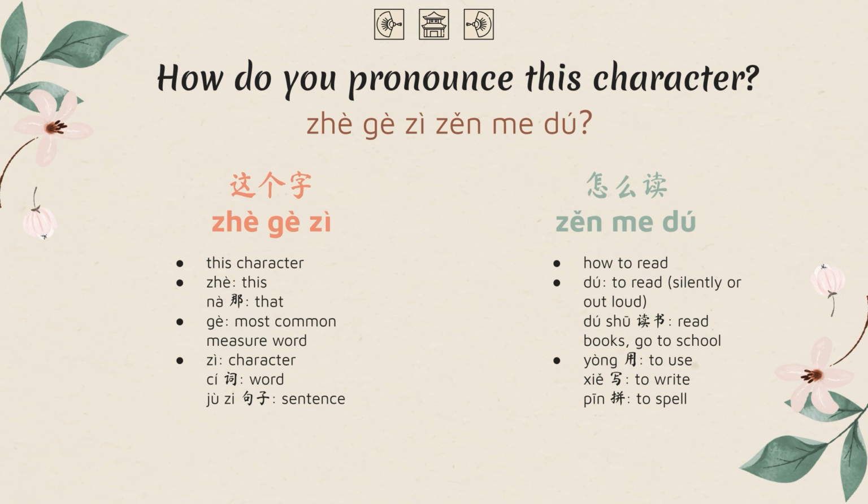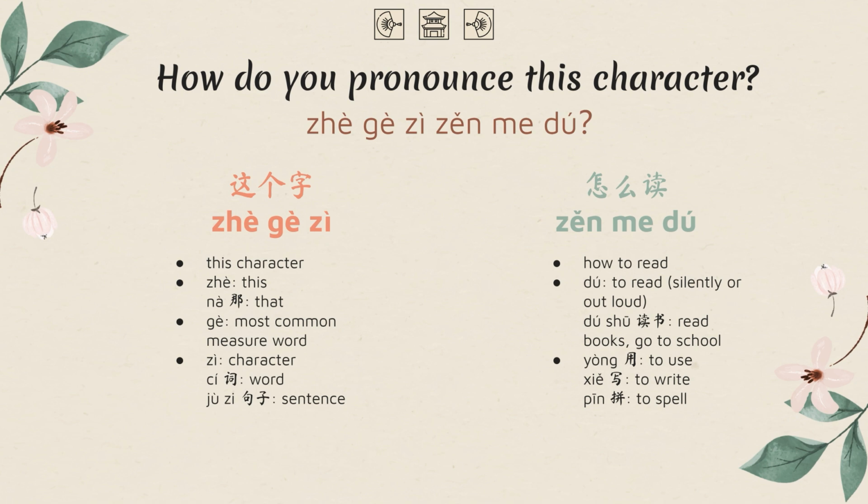And here are some other verbs that you can use with 怎么 when we're talking about learning a language. For example, 用 to use. 怎么用 how do you use? 这个字怎么用 this character, how do we use it? Another one is 写. 写 means to write. 这个字怎么写 how do you write this character? For languages with letters, you might ask how do you spell a word? 这个词怎么拼 how do you spell this word?